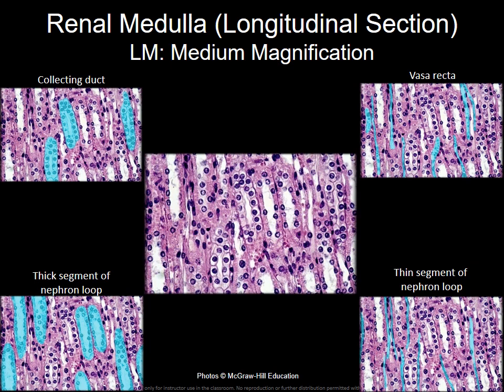Here we see a longitudinal view of the medulla, once again showing blood vessels, collecting duct, and different segments of the loop of Henle, thin segments, once again, the blood vessels and the thin segment are almost indistinguishable one from another.